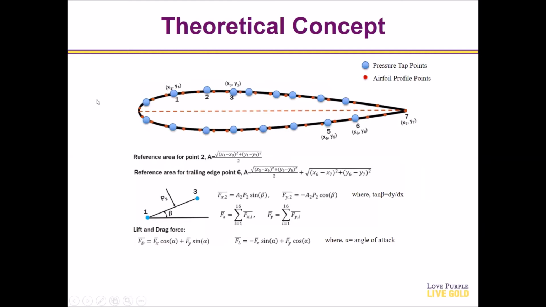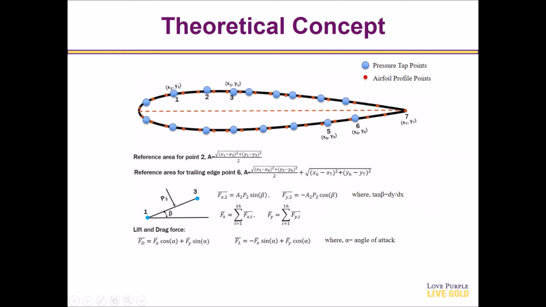Then we will discuss the theoretical concept of this experiment. The essential part of the experiment is to measure the lift and drag force. There are 16 pressure taps, 8 on the top surface and 8 on the bottom surface of the airfoil. For a sample pressure point such as point 2, the coordinates of the adjacent pressure tap locations, point 1 and point 3, are utilized to evaluate the area and angle of inclination. The procedure differs slightly for leading edge and trailing edge points, as shown here.